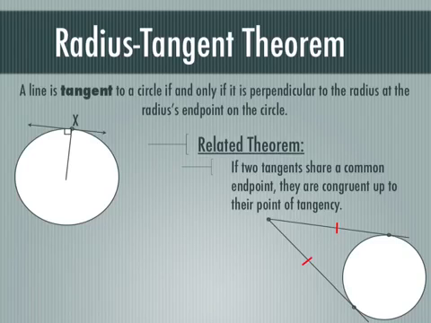Important theorem here. The radius tangent theorem. A line is tangent to a circle, it is a biconditional, if and only if it is perpendicular to the radius at the radius's endpoint on the circle. I want to explain this to you, but you're not listening to me right now because you're writing, so I will let you write. If and only if. And then I'll explain. Okay. And you can go ahead and write down that other theorem too, and then we'll talk about both.